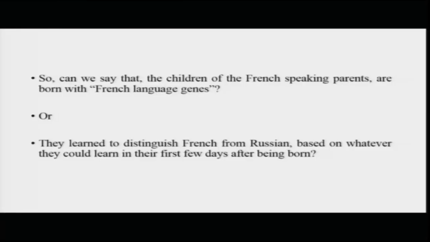Another option could be, for example, if you are a behaviorist, you might say that no, they were not born with anything to do with French. However, as soon as they were born, they were exposed to French. In the first hours of birth, they're still exposed to French because their parents are speaking French around them, and the other agents in the environment are speaking French around them. So, what the children have done is that they have picked up that much of French very quickly, and it is on the basis of that acquisition in 24 to 48 hours after birth that they can now distinguish French from Russian. So these are the two hypotheses.